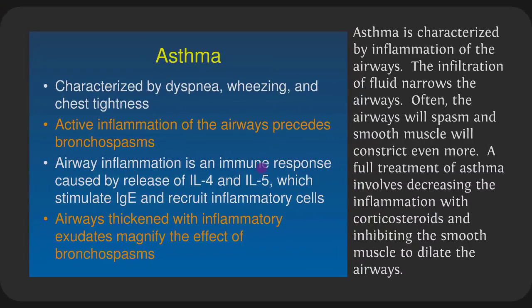Asthma is characterized by inflammation of the airways. The infiltration of fluid narrows the airways. Often the airways will spasm and smooth muscle will constrict even more. A full treatment of asthma involves decreasing the inflammation with corticosteroids, so shutting down the immune system a little bit, and also inhibiting the smooth muscle to dilate airways.